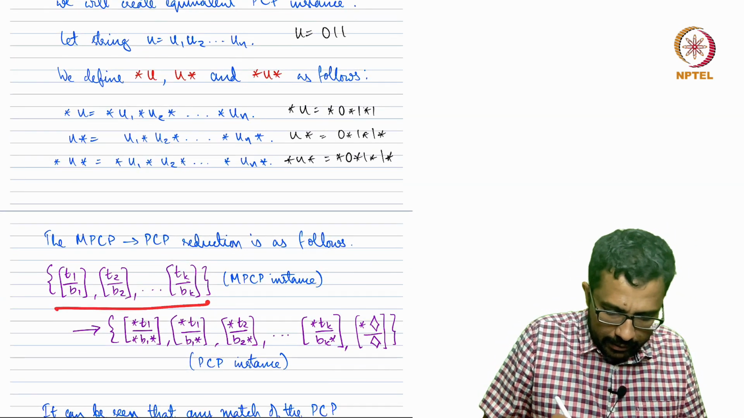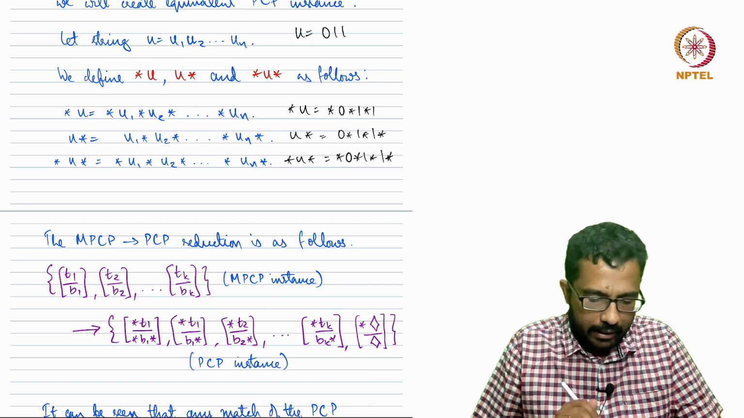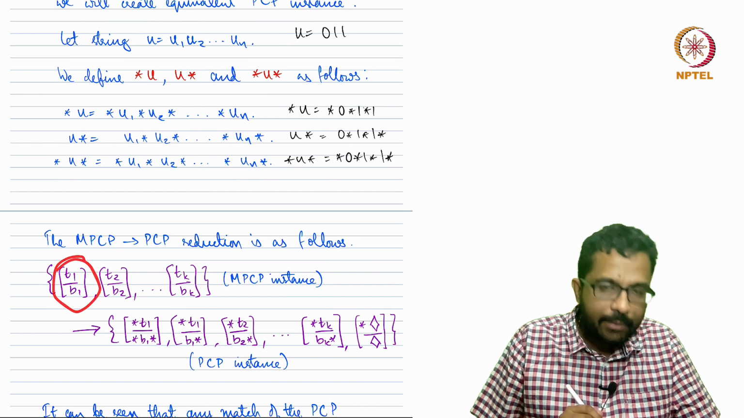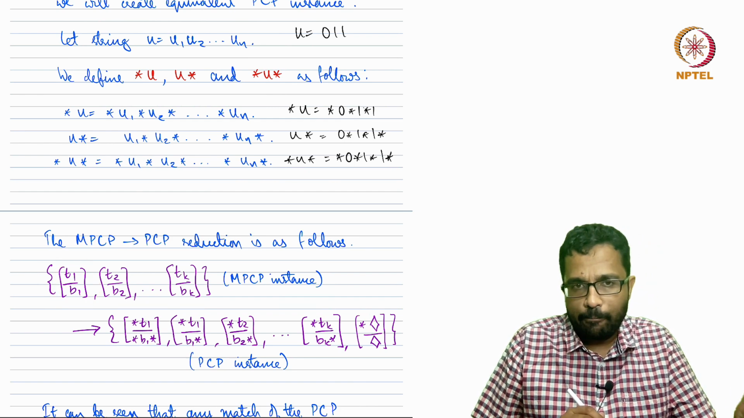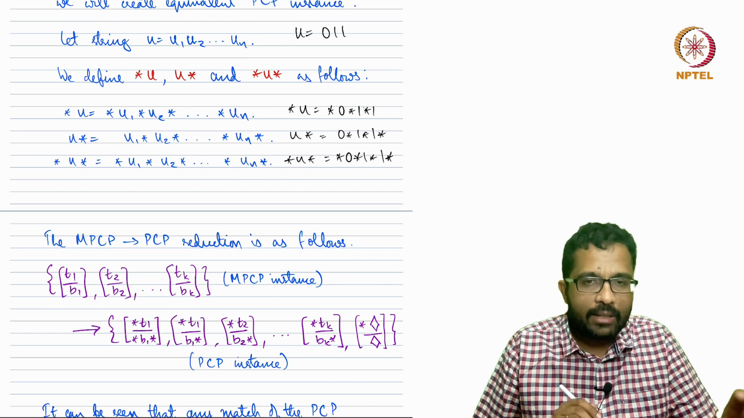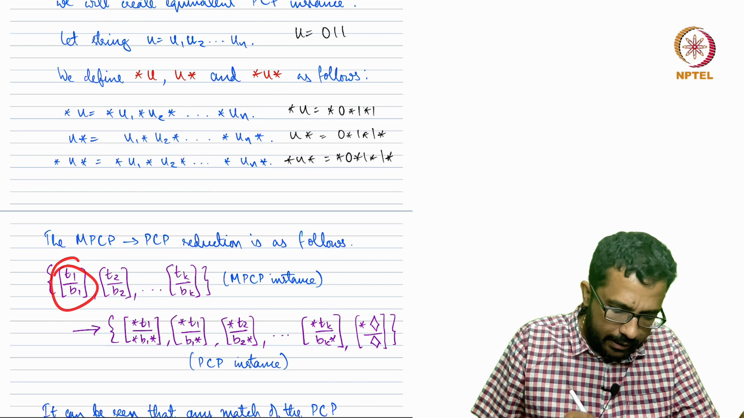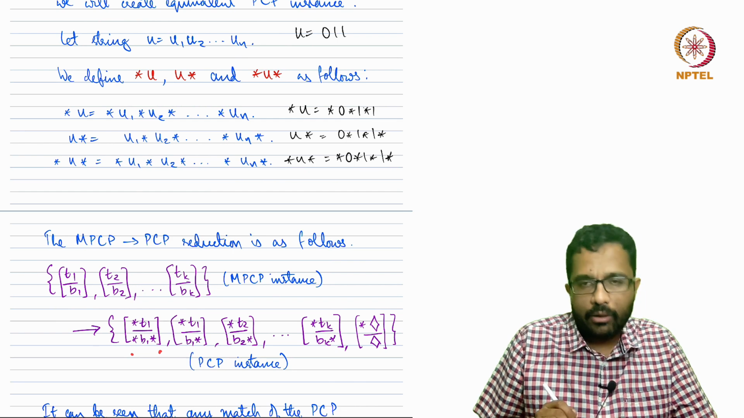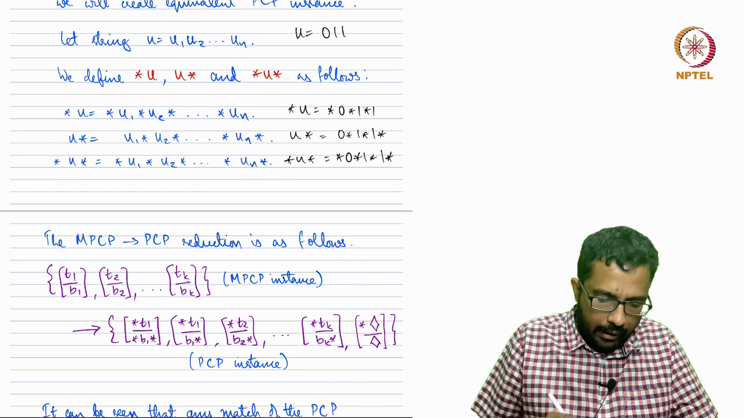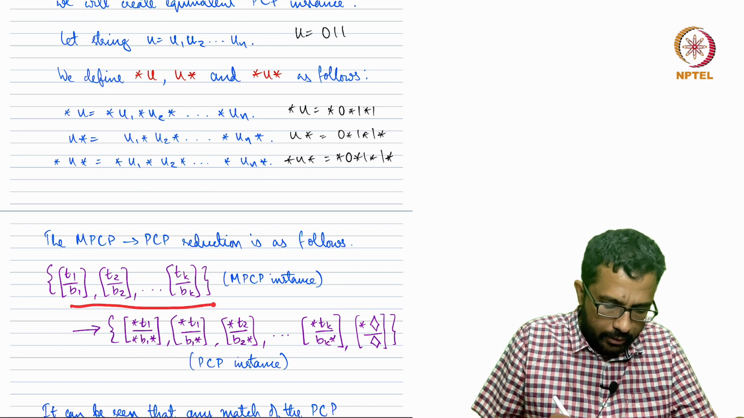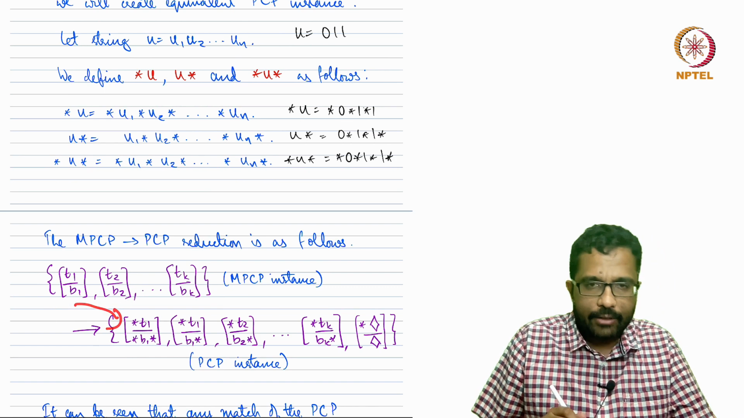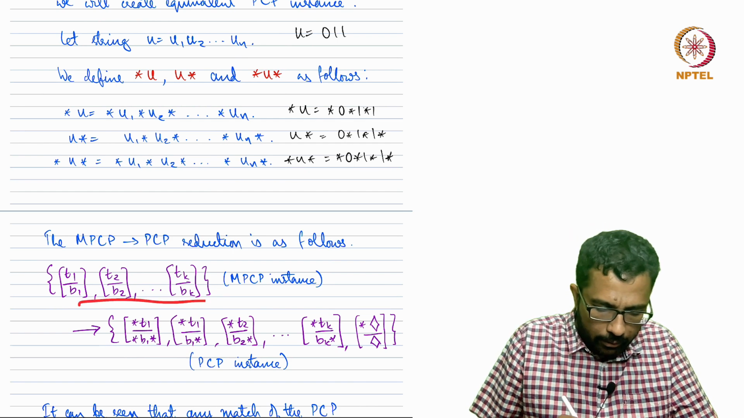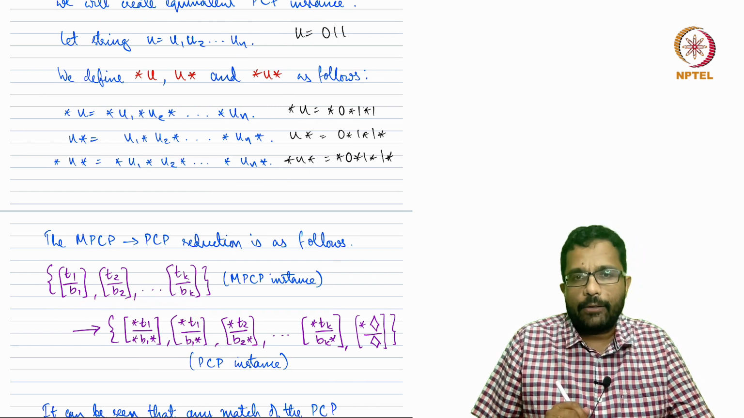So this is the MPCP instance, T1 by B1, T2 by B2, etc., Tk by Bk. The PCP instance is the following. Notice that in the MPCP instance, the first domino has a special position, because the match has to start with this. So it gets transformed to star T1 on the top and star B1 star in the bottom. The first domino alone gets a special transformation, star T1 divided by star B1 star. Then every domino gets a transformation.